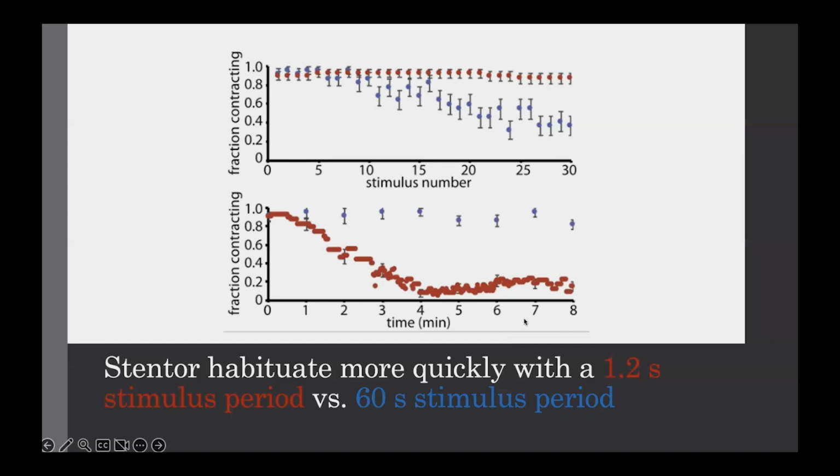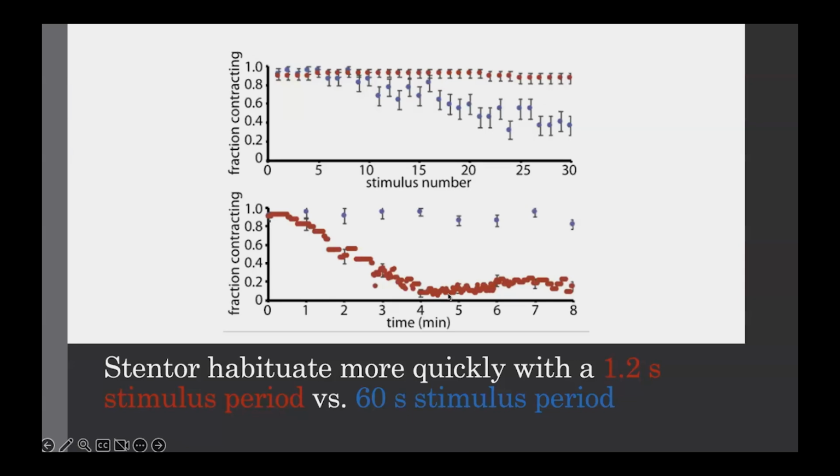And in this second plot here on the x-axis, we have time. So again, in red, we have the high frequency experiment. And when we look at time on the x-axis, on the other hand, there's a much more rapid decline in the high frequency experiment versus the normal experiment.